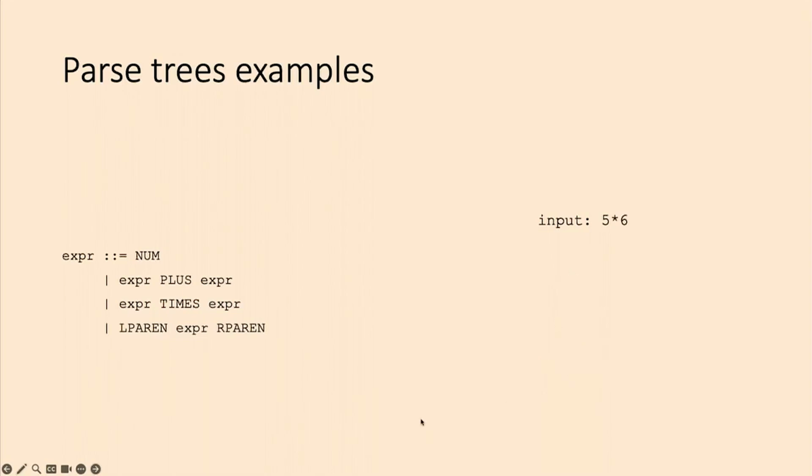If we do something like 5 times 6, we start off with an expression. We have to start off with an expression. But then we can do a production rule. Let's see, this is production rule 1, 2, 3. We pick the third one. Then we can get an expression times an expression. And then for each of these expressions, this expression can be a number, and this expression can be a number. And again, we can do that post-order traversal. We can say 5 times 6. And that's what we mean here, right?